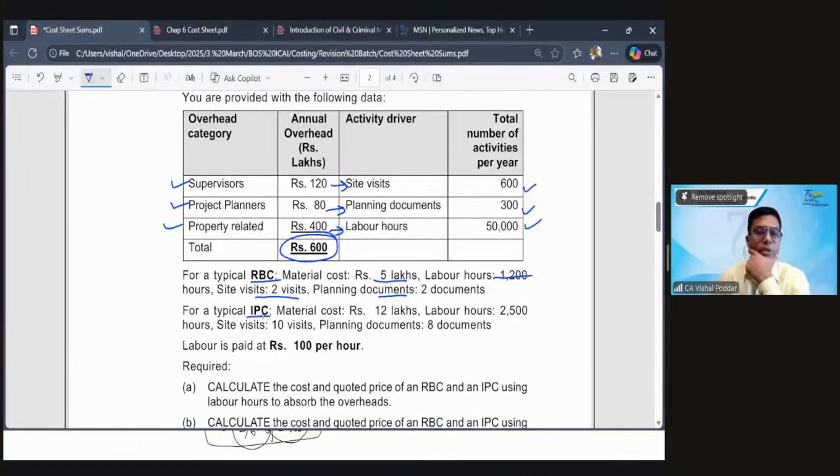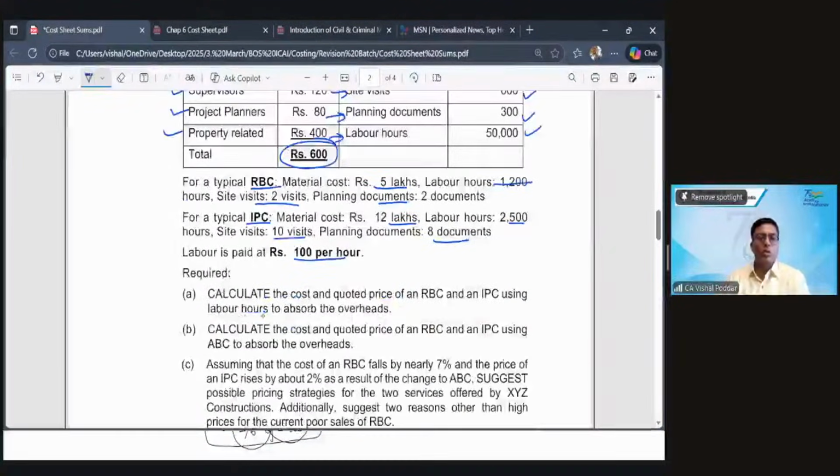For the industrial project, material cost is 12 lakhs. Labor hours are this much. Site visits are 10 and documents are 8. Labor rate is 100. What are you required to do?